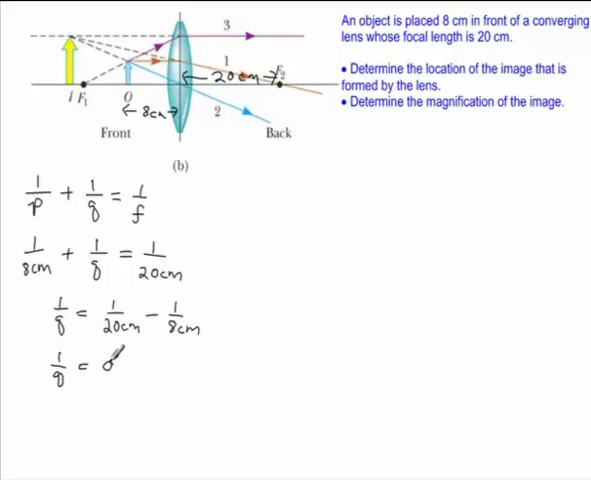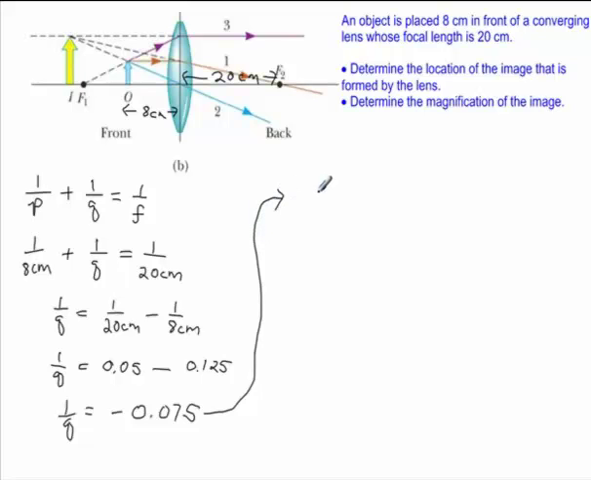So if we put that into our calculator and we put in 1 divided by 20, we get 0.05. And then if we take 1 divided by 8, we get 0.125. So 1 over q is 0.05 minus 0.125. And we get a negative 0.075. So remember that we're not finished yet.